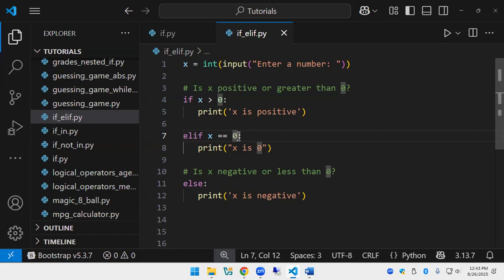Do we have to have an else statement at the end? No. You can do else, elif, and then just be done. Else captures everything that was not determined prior to that.